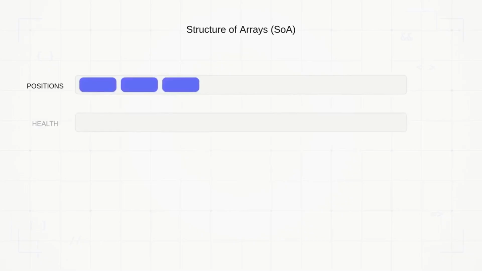Data-oriented design flips this. Instead of an array of structures, we use a structure of arrays, or SOA. Instead of 100 enemy objects, we have one position array, one health array, and one name array. Now, when we want to update positions, we iterate through the position array. Every byte loaded into the cache line is a position. There is zero wasted space. The CPU can see exactly what's coming next. This allows the hardware prefetcher to pull data into the cache before we even ask for it. By aligning our data with how the hardware actually works, we can often see speedups of 10 to 100 times.